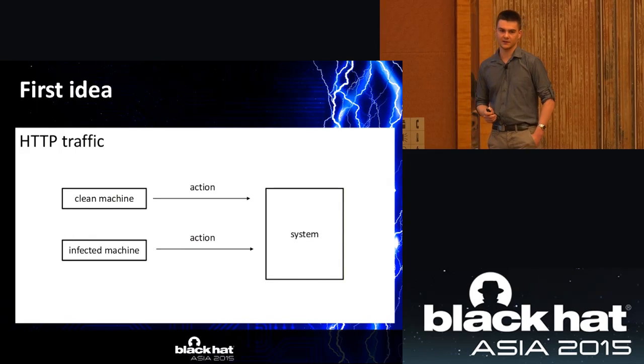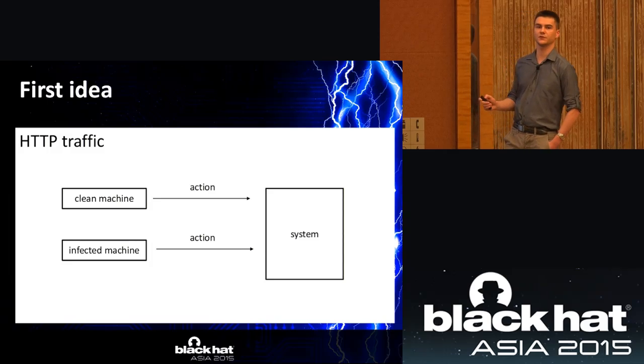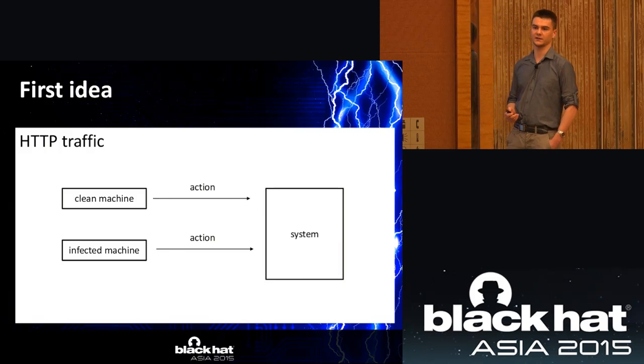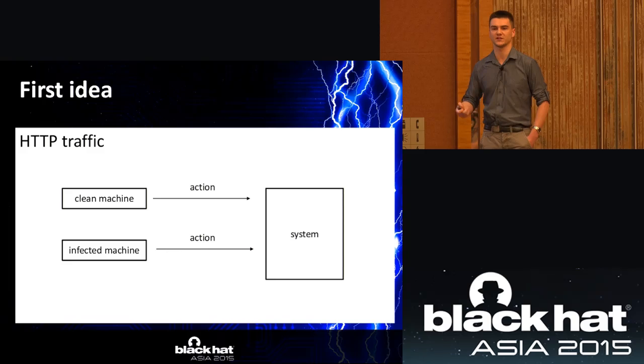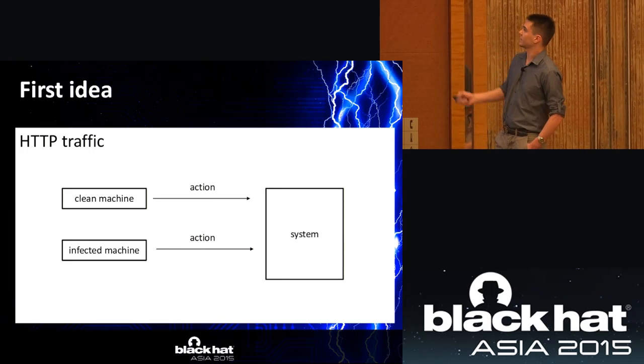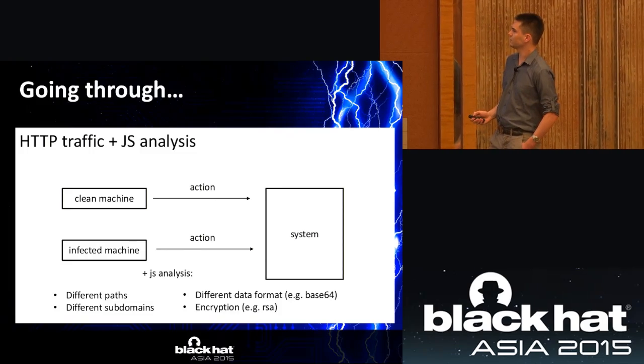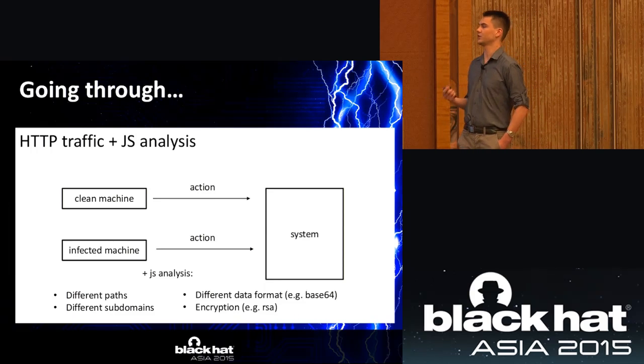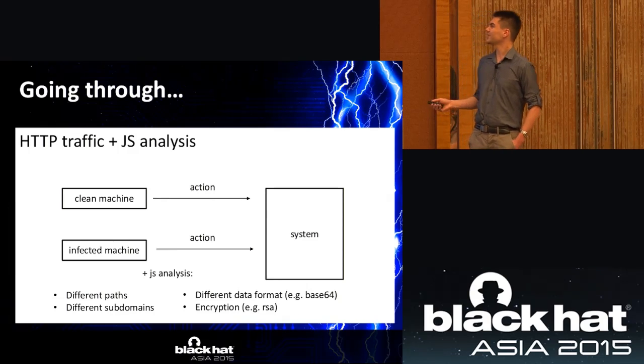So our first idea was to see the difference between the HTTP traffic on the clean machine to the banking system and on an infected machine. So we did some action. The action is, for example, authenticating into the online banking. So you type your username and you type your password, and that's, let's call it a transaction or just an action. So after analyzing JavaScript and HTTP traffic, we found that there is something going on.